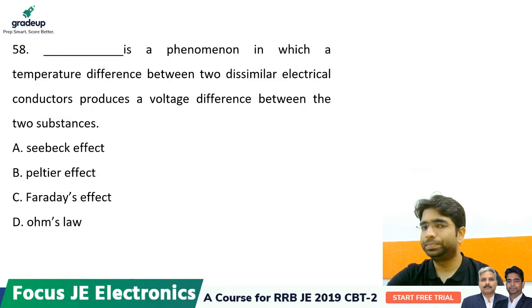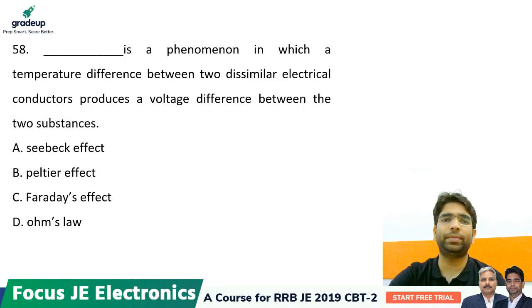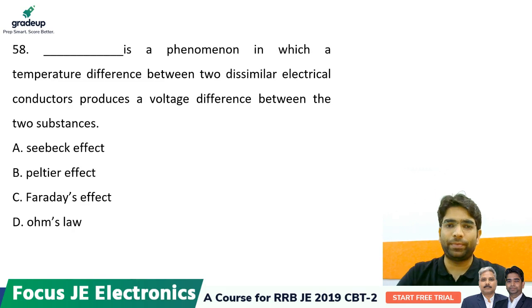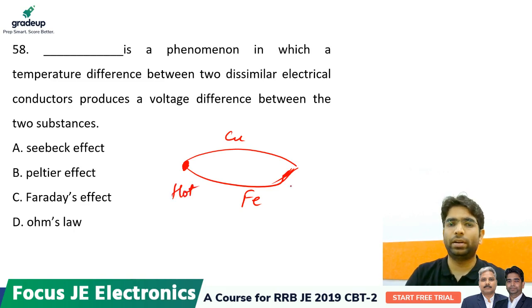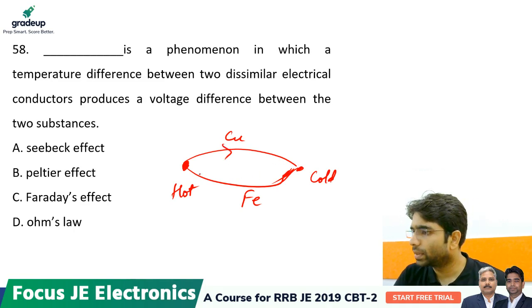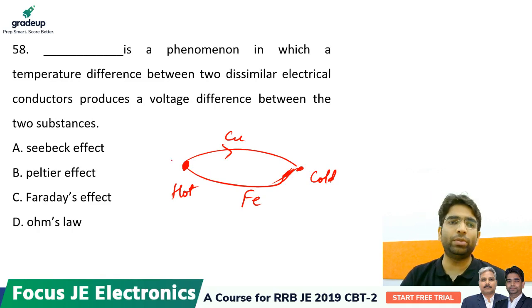Dash is the phenomenon in which a temperature difference between two dissimilar electrical conductors produces a voltage. What is this effect? This effect is the Seebeck effect. When two elements such as copper and iron are kept at different temperatures, suppose here it is a hot junction and here it is a cold junction, there will be an EMF induced in this. This is the Seebeck effect.